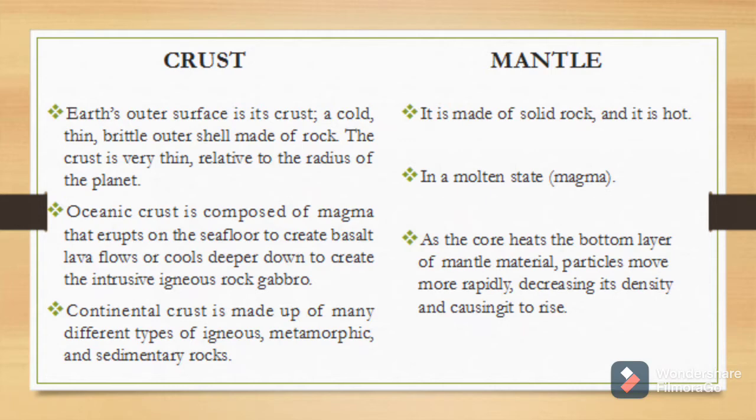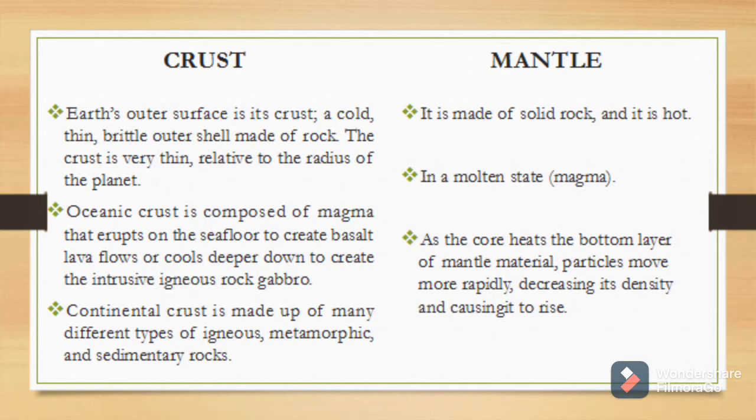Oceanic crust is composed of magma that erupts on the sea floor to create basalt lava, which flows or cools deeper down to create the intrusive igneous rock gabbro. And continental crust is made up of many different types of igneous, metamorphic and sedimentary rocks. Oceanic and continental crust is basically the uppermost layer of our earth, and oceanic crust includes the water bodies present in our earth, and continental includes the plains and mountainous part of the earth.